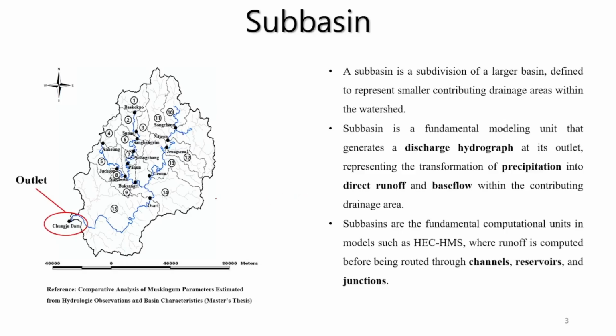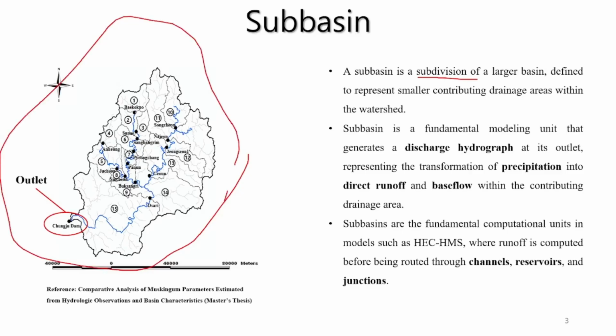A subbasin, like I said, is a subdivision of a larger basin defined to represent smaller contributing drainage areas within the watershed. In this case, we divided the entire basin by using the water level stations as the outlets. So instead of having one basin, we now have 15 different basins with 15 different outlet points. A subbasin is a fundamental modeling unit that generates a discharge hydrograph. Remember this because this is important. At its outlet, it represents the transformation of precipitation into direct runoff and base flow.